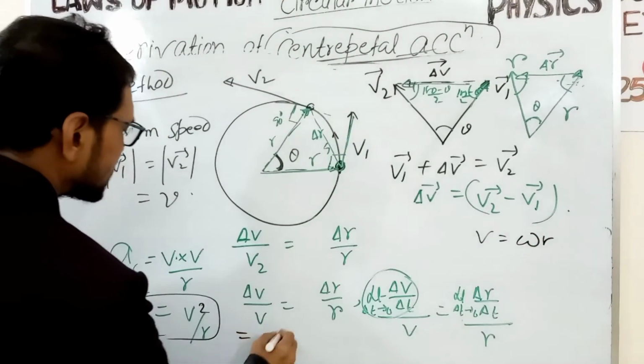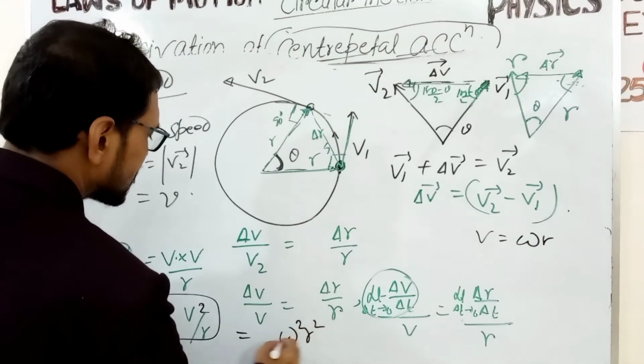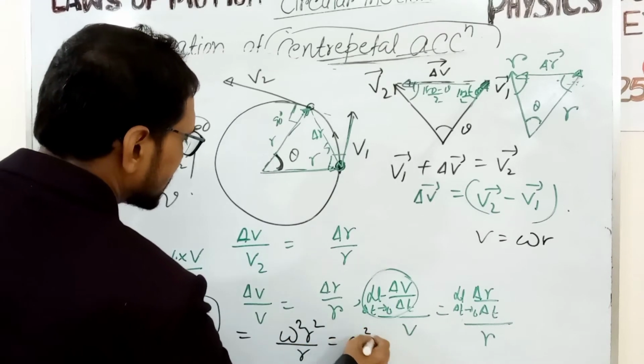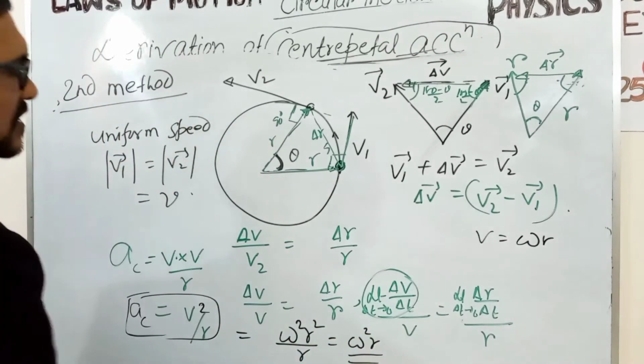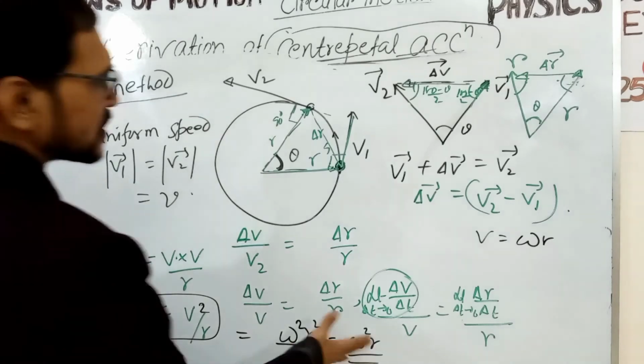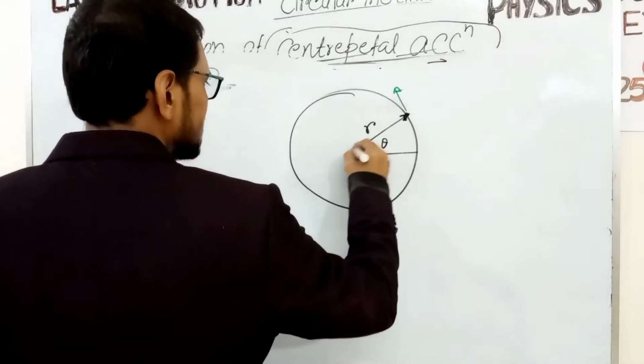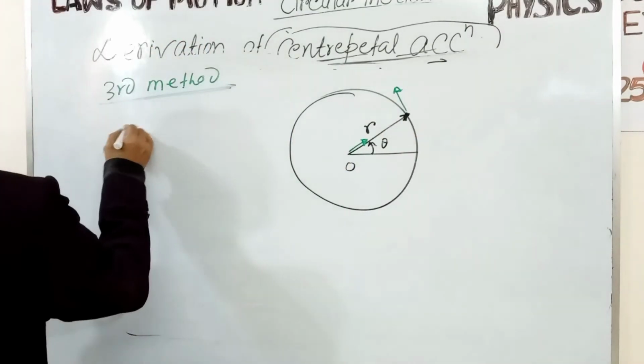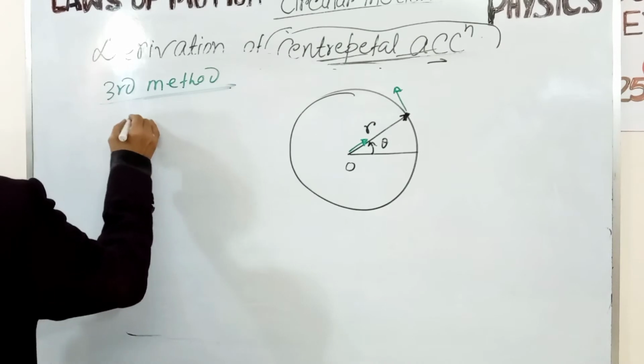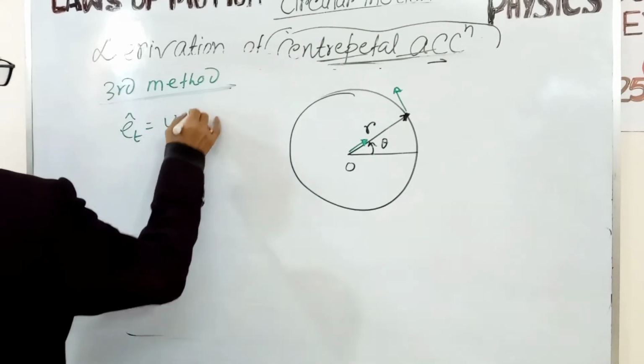Now if v equals omega r, and we put it in, then v square means omega square r square by r, which is equal to omega square r. So that's why we get acceleration equal to omega square r or v square by r, and in this direction.